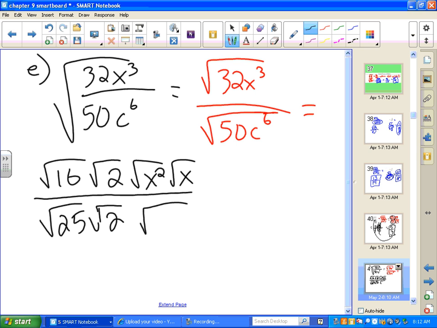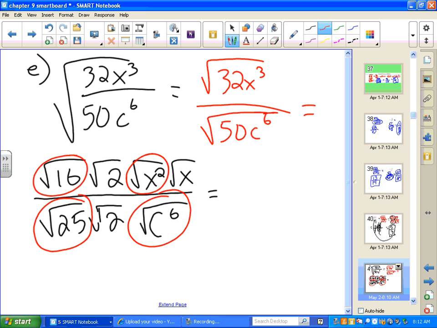All right, at this point, Jeremy, on the top, what can we circle because it's perfect? Okay, got it. Manatee, what's the square root of 16? Manatee, what's the square root of x squared? Manatee, what stays inside the square root on the top? Alyssa, what's the square root of 25? Good. What's the square root of c to the 6th, Alyssa? 3? Good. C to the 3rd. Alyssa, what stays inside the square root?